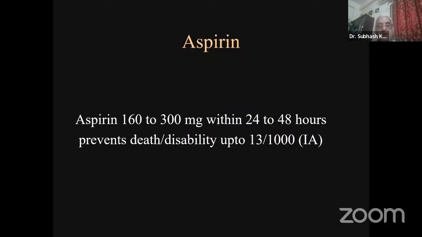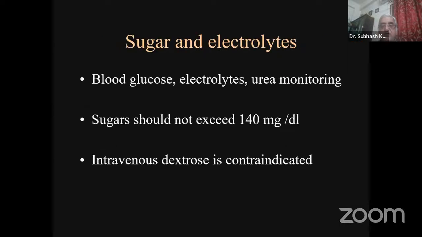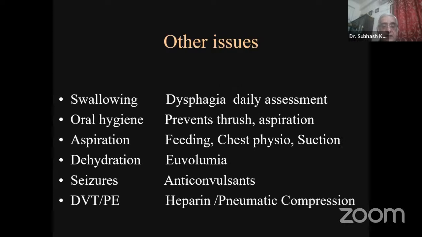Now, beyond thrombectomy, every patient after 24 hours should receive aspirin, 300 milligrams, and later on you can decrease it to 150 and finally 75. Blood pressure, we have already said, should be lowered acutely only in brain hemorrhage. Otherwise, in ischemic stroke, we should wait for 3 days unless we are thrombolyzing, then we'll reduce it on the first day. Sugar, electrolytes, and urea need monitoring. Sugar should not exceed 140 because that can also damage the brain. And swallowing, dysphagia, should have a daily assessment because otherwise they will aspirate.